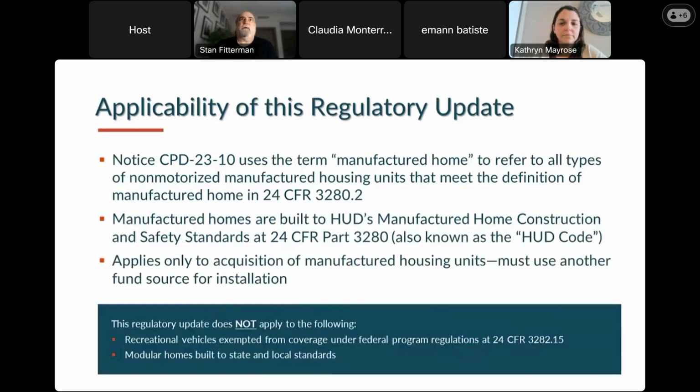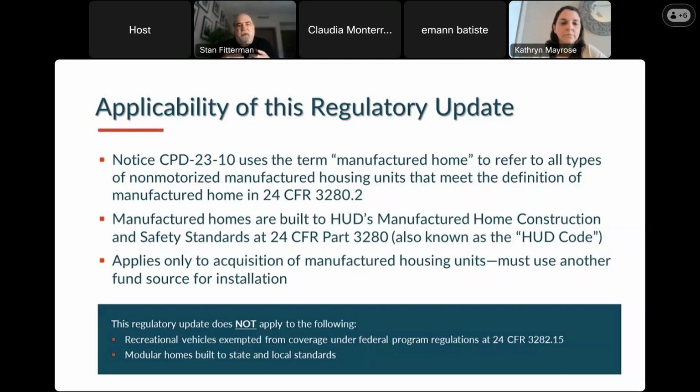Okay, so a couple of things, limitations. One, it's for manufactured housing. So this is all types of non-motorized manufactured housing units that meet the definition of basically the HUD code, the 24 CFR 3280.2, which covers things that are built to the HUD construction standards for manufactured housing. Now, we can only use CDBG funds for the acquisition. We have to use another source for the installation, or as the industry likes to call it, setup. So we do have that kind of a limitation on us.